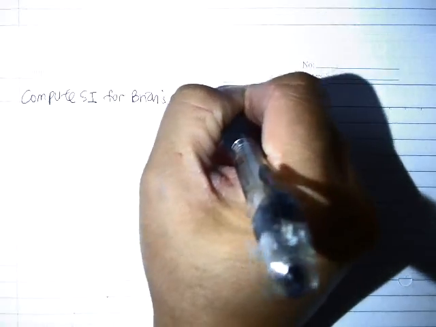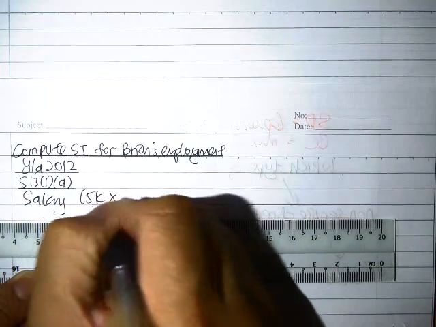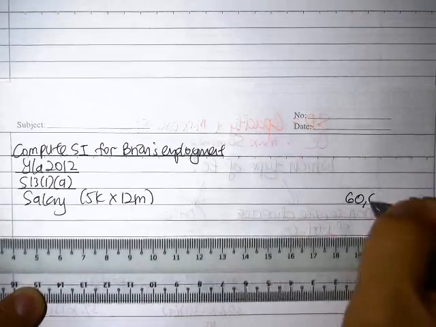Alright, so I want to compute the statutory income for Brian's employment for year of assessment 2012. Alright, now class, start with the employment. The gross, we classify into the types under A, B and C. What goes under 13(1)(a)? Salary, 5,000 for 12 months, 60k.